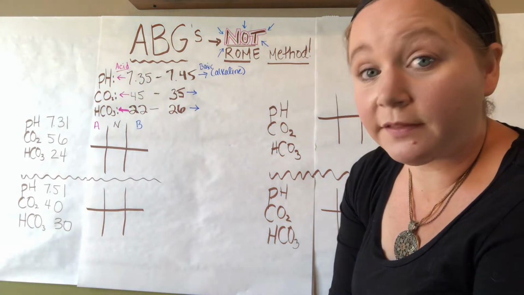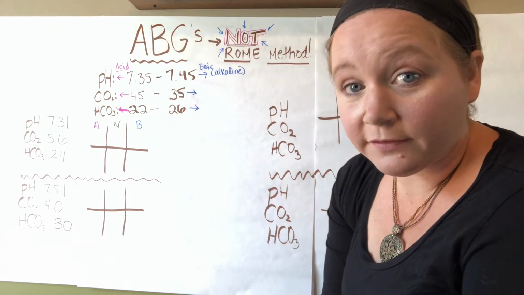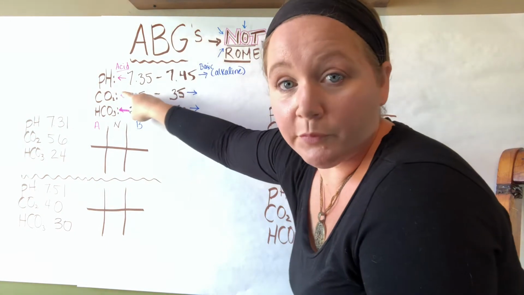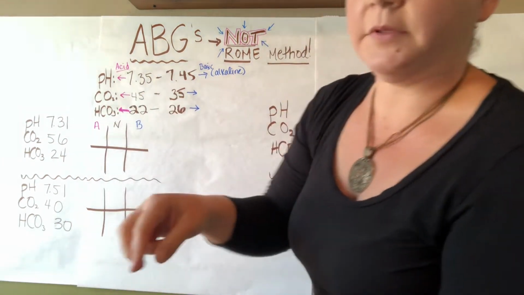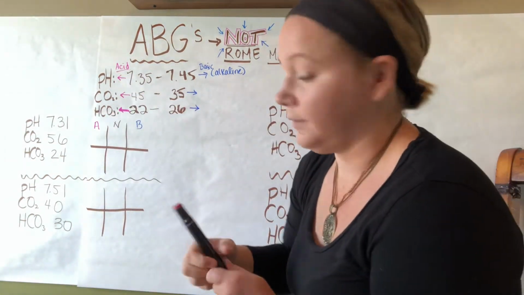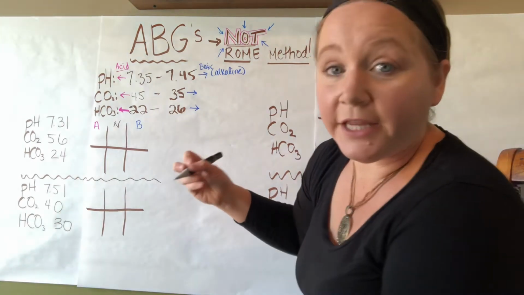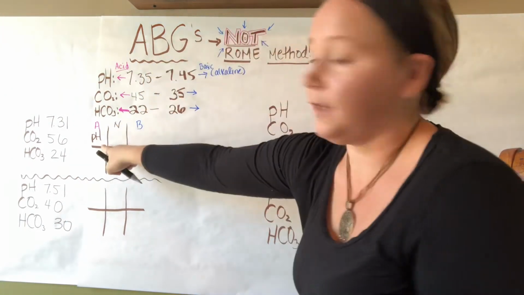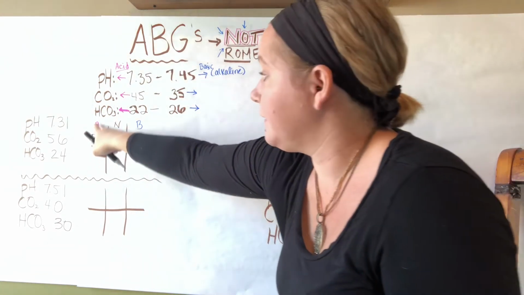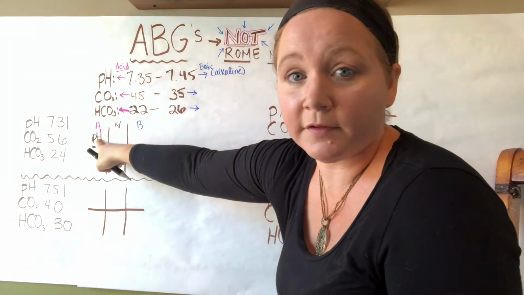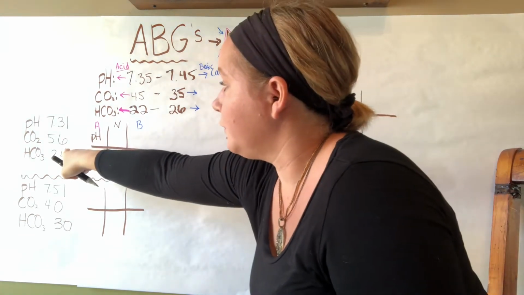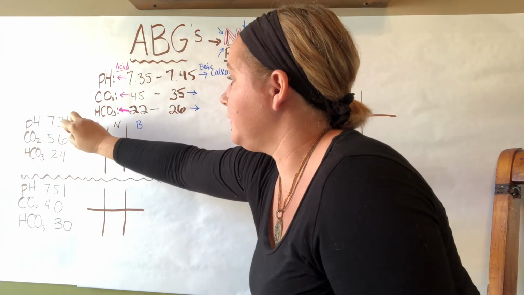Hopefully you're saying that that is acidic. 7.31 falls below the 7.35. So I'm literally going to put the word pH in that box there, because that's my acid box, because it's acidic, right? 7.31 is acidic. So now I'm done looking at that. I don't need to look at that anymore.